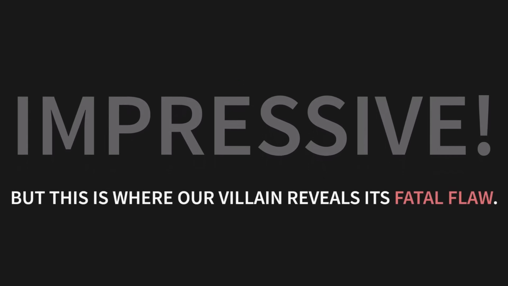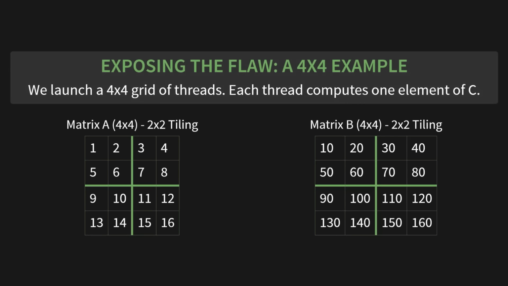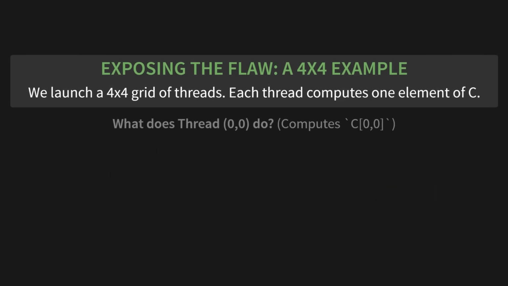That is impressive. But this is where our villain reveals its fatal flaw. Let's expose it with a simple 4x4 example. We launch a 4x4 grid of threads. Each thread computes one element of C. So, what does thread 0,0 do? Its job is to compute C at 0,0.